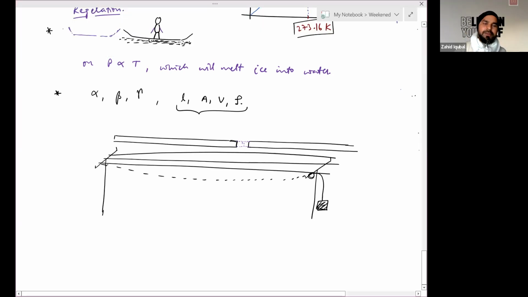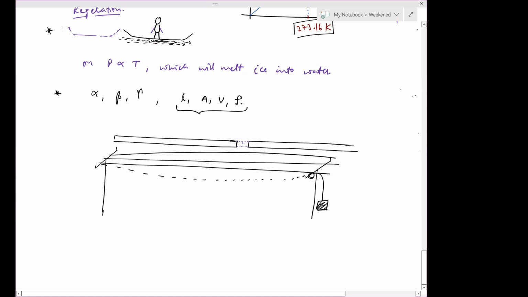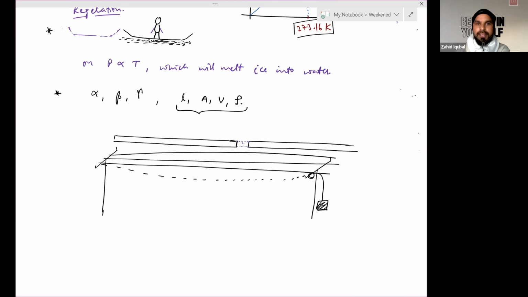You must have observed this in any railway station, if a train is running on electricity over that. Saifullah, is it clear? Yes, sir.